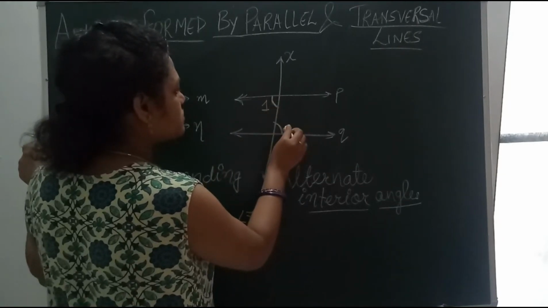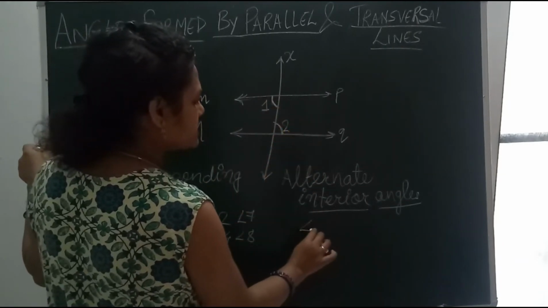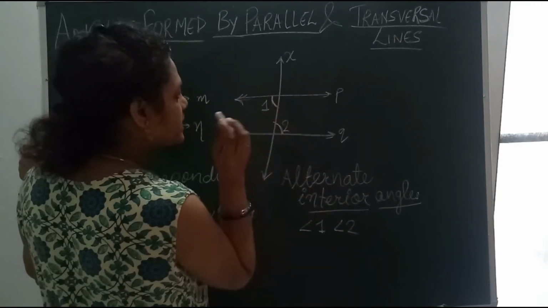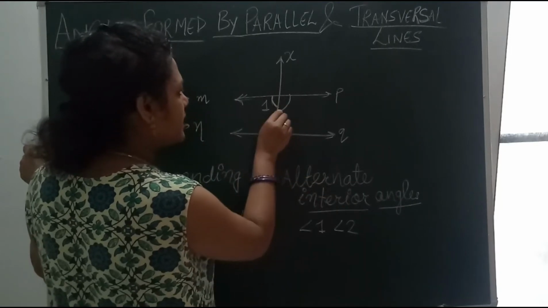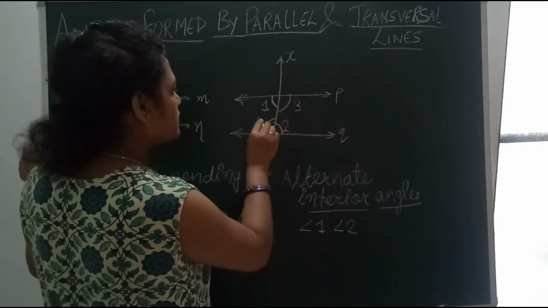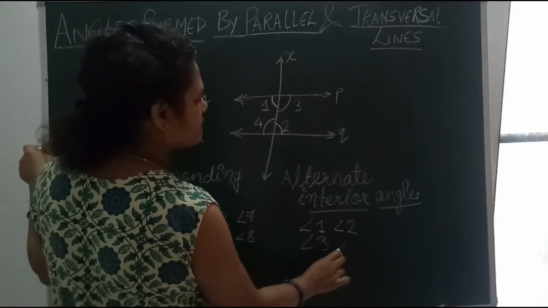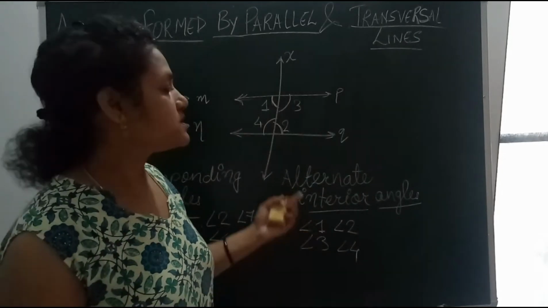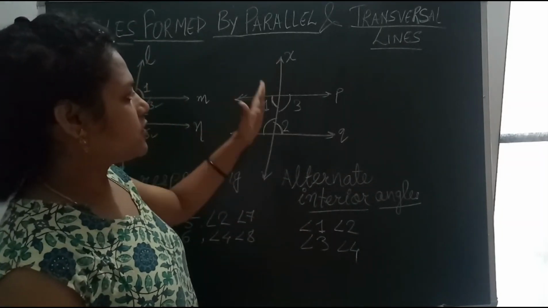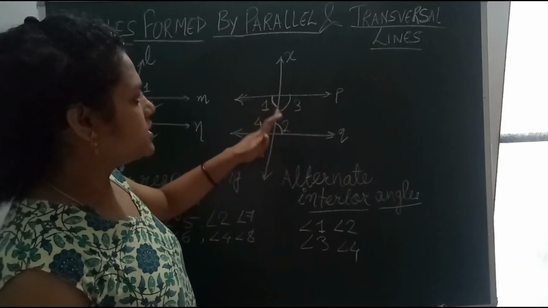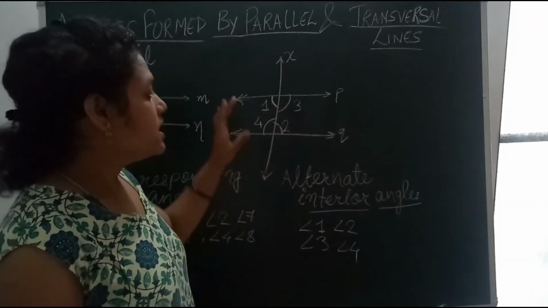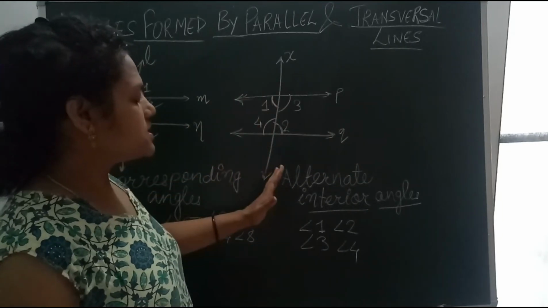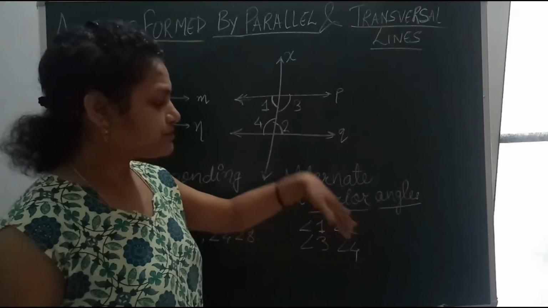Say name it as 1 and 2: angle 1 and angle 2 are alternate interior angles, and here 3 and 4, then 3 and 4 are again alternate interior angles. These are the angles formed on opposite sides of the transversal line between these two parallel lines P and Q. This is your alternate interior angle.